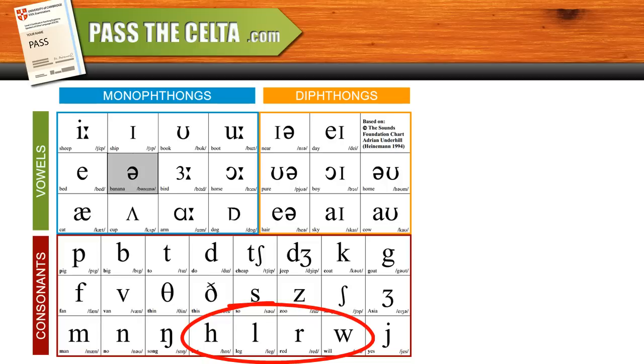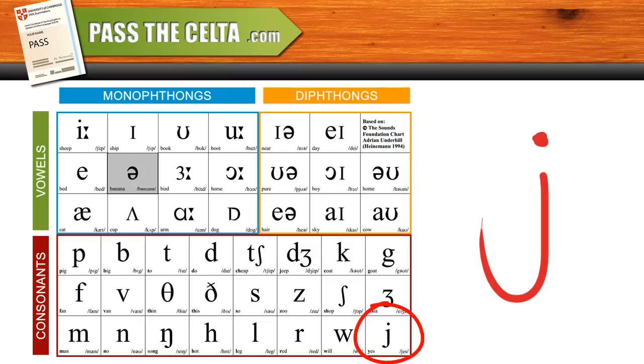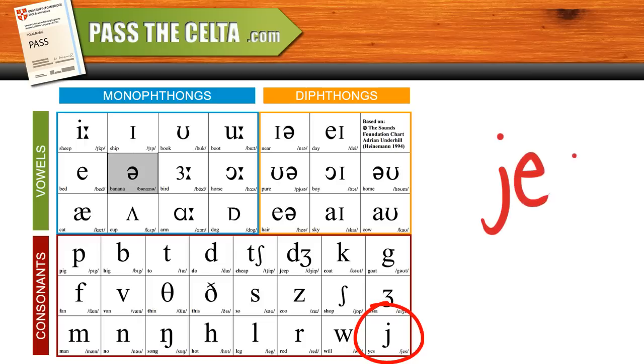And then we have h, l, r, and w, represented by the Latin letters H, L, R, and W. The final consonant sound is y, as in yes or yacht, and this is represented not by a Y, like you might imagine, but by the Latin letter J. Y, yes. So, if we were to write yes, we'd do so like this. So that's the phonemic script for the word yes.